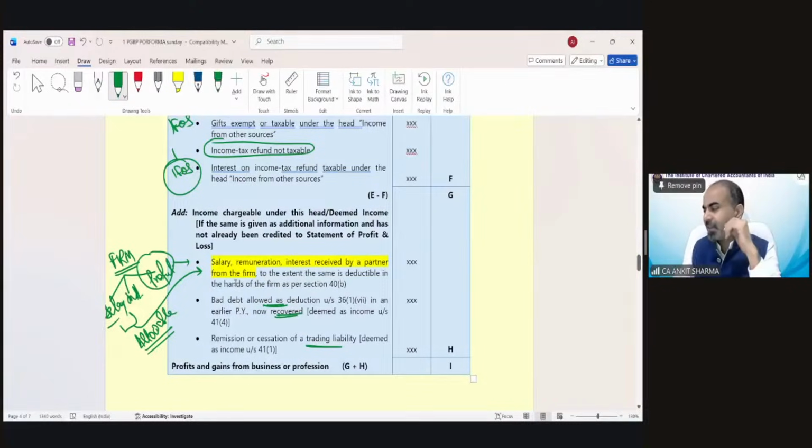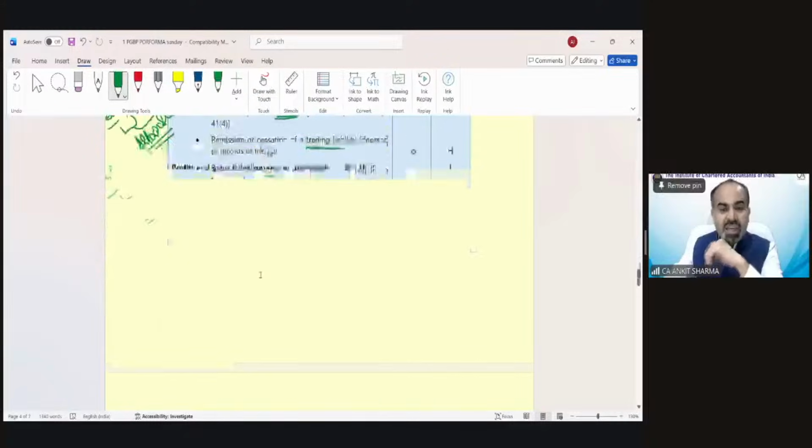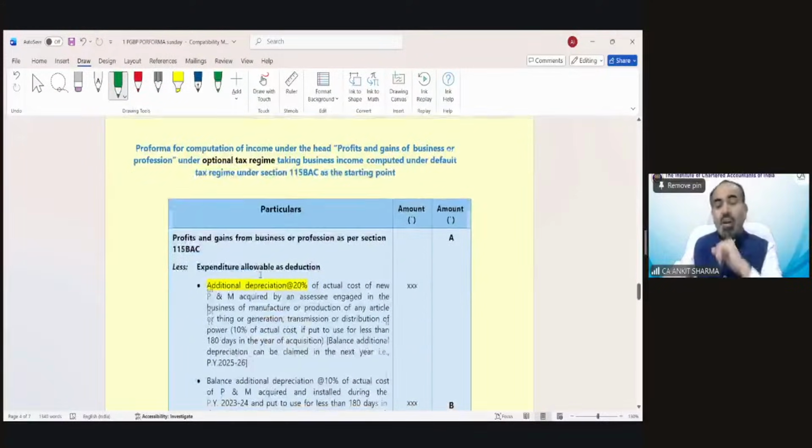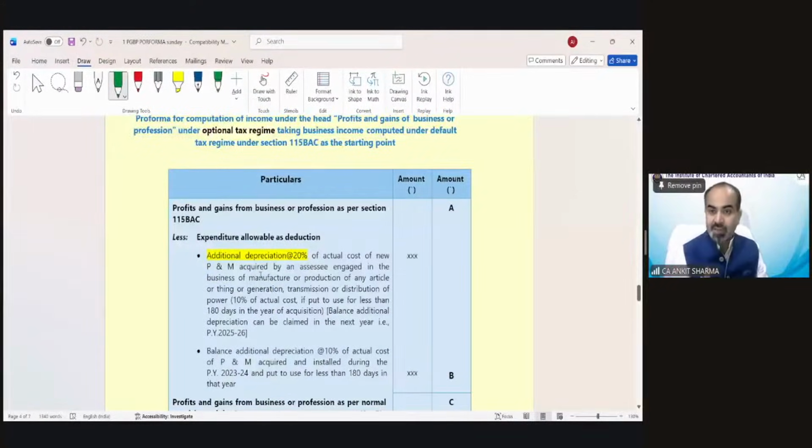So this is the basic format which needs to be followed while calculating PGBP income under the default tax regime. Now, what is the difference between the default tax regime and the optional tax regime? Let me tell you, it is very, very important to always remember those deductions which would not form part of my default tax regime, but can be claimed as deductions or expenditure under the optional tax regime. The first one is additional depreciation.